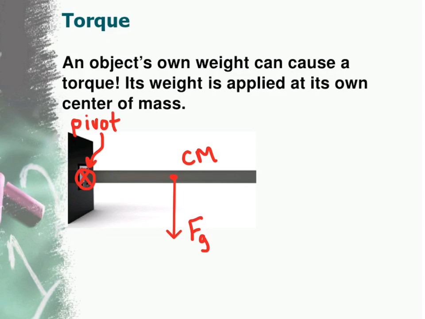Now that's important because if its pivot is way over here, then we have some distance r away from the pivot point. It is perpendicular to that distance r, so its own weight causes a torque that wants to pivot this beam in a clockwise direction, so from here down to here.